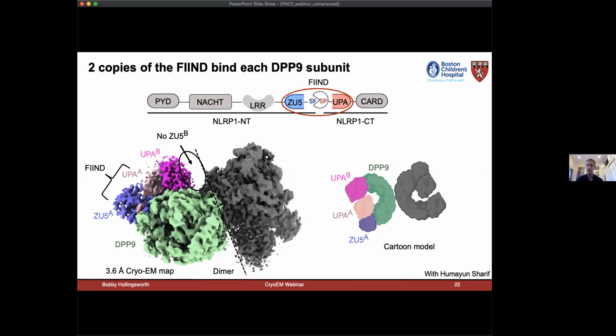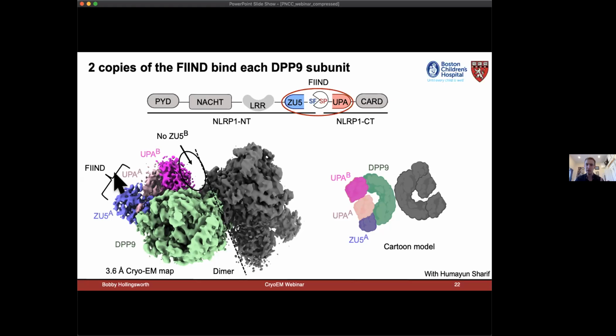We found that two copies of NLRP1 bind each DPP9 subunit, which is a dimer. Here I've grayed out one half of the dimer. We only resolved the function-to-find domain of NLRP1, which was the interaction domain with DPP9, and the rest probably averaged out during our data processing due to the flexible linkers between the upstream and downstream domains and the function-to-find domain. What was pretty interesting was that there were two of these copies, but both copies weren't the same.